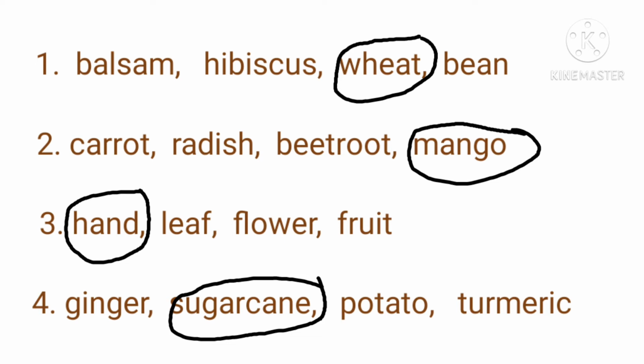In this, the extra food of the plant will be stored in the stem of that plant, in sugarcane. In ginger, potato and turmeric, the extra food of the plant will be stored in their underground stem.